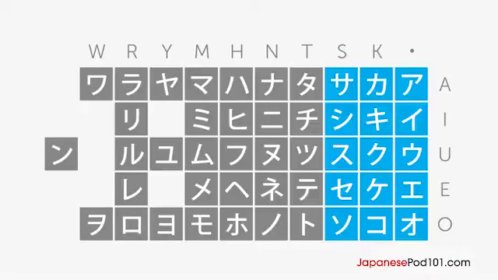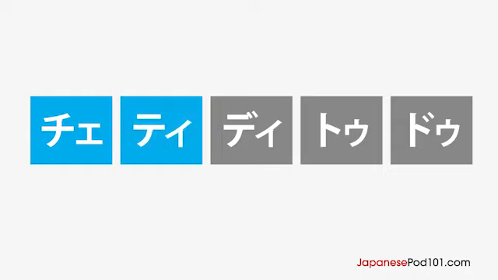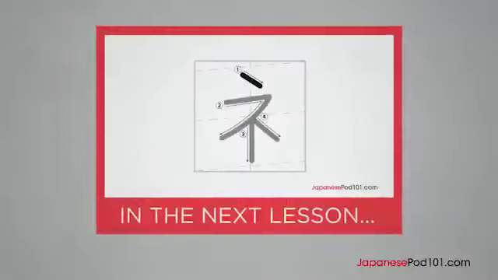Okay, let's wrap up this lesson by recapping what you've learned. In this lesson, you learned ta and da, chi and ji, tsu, zu and small tsu, te and de, to and do, and the digraphs che, ti, di, tu and du. Well done. You've now mastered 66 Japanese characters.